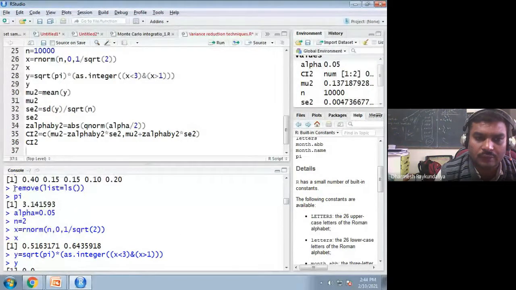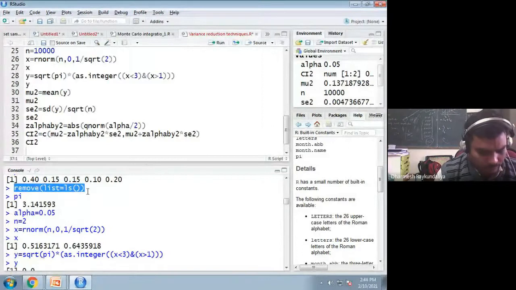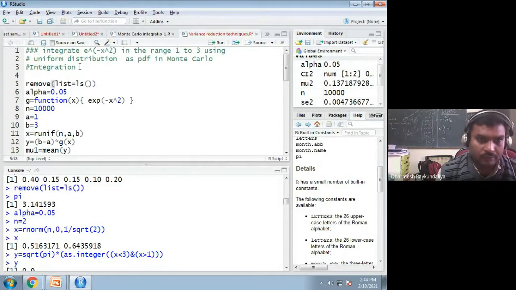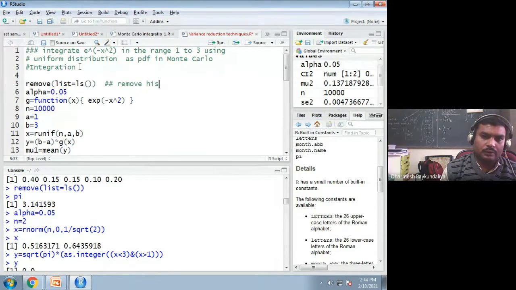I have just used this command. So always before starting your R, it is advisable to do this. Just like we used to clear the screen in C++, remove the history list.